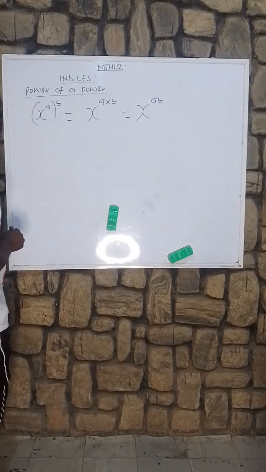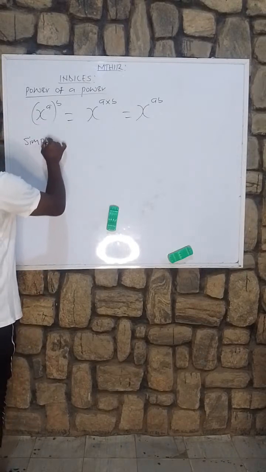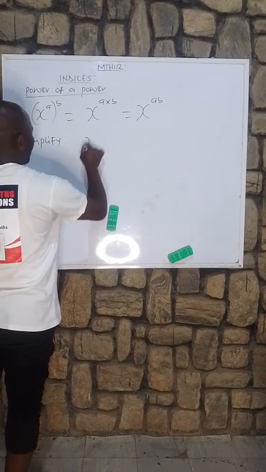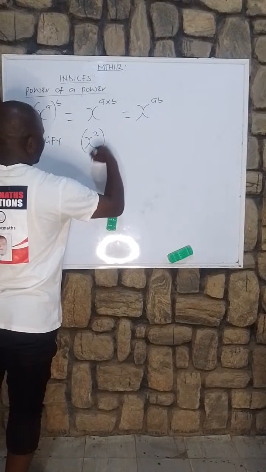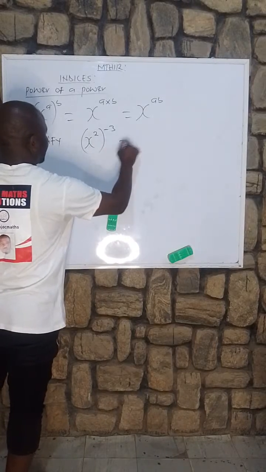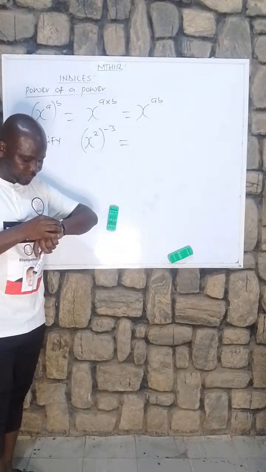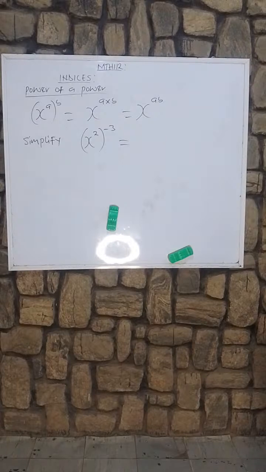Take note. So I want you guys to simplify this. 2 marks. Simplify x raised to the power of 2, raised to the power of minus 3. Write the answer in the comment section. The first 5 people, please, I'm waiting for you guys. I give you only 1 minute. I'm going to award you marks. The first 5.